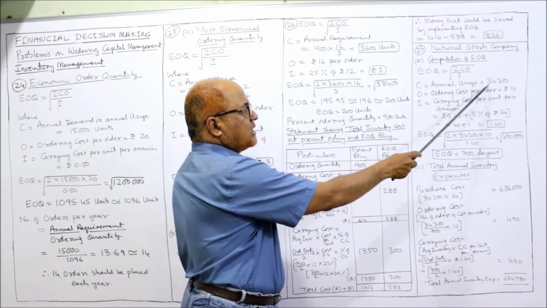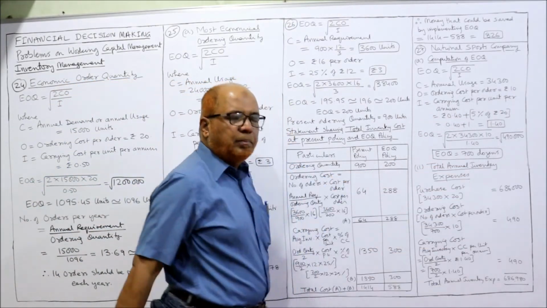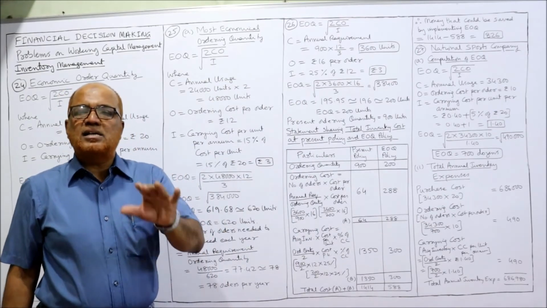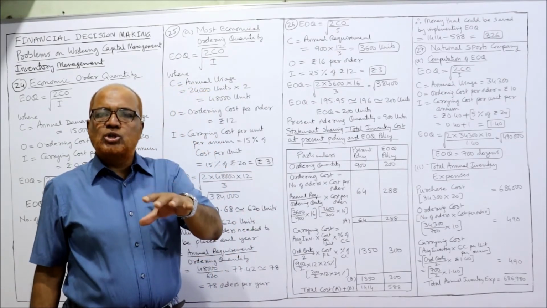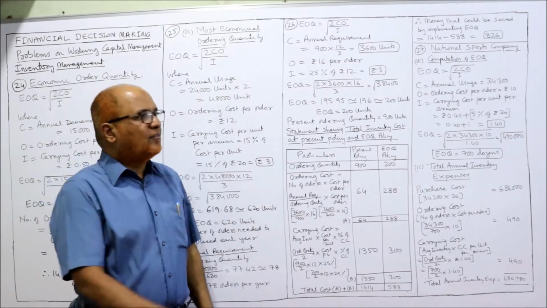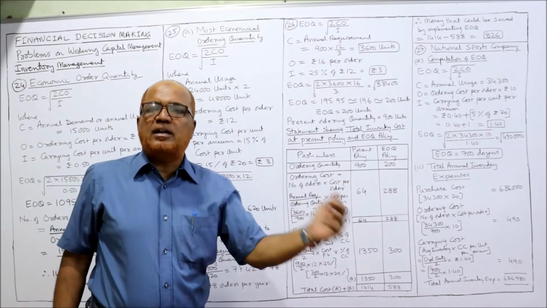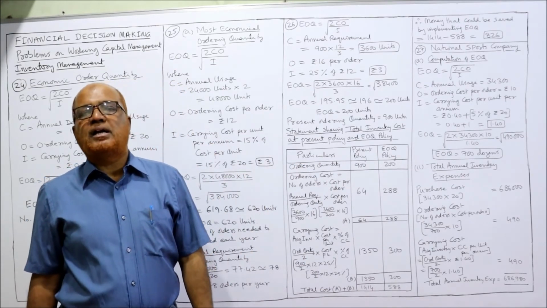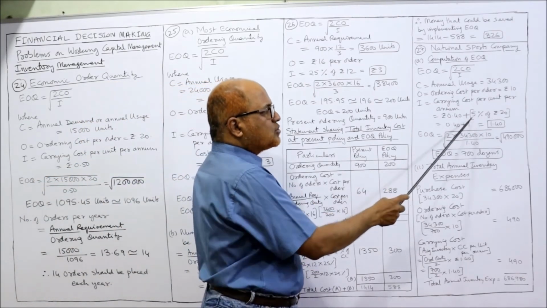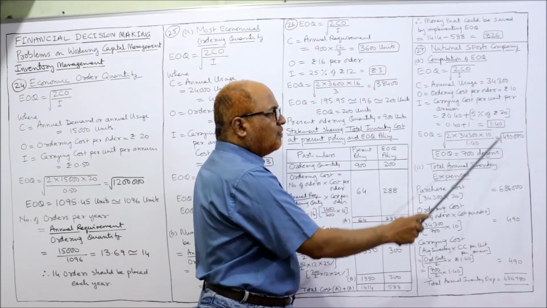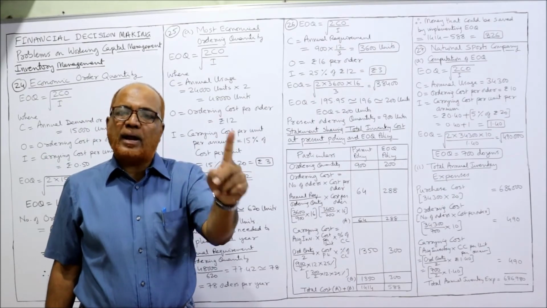C is equal to annual usage 34,300 given in the problem. Then O, ordering cost per order 10 rupees given in the problem. I is equal to carrying cost per unit per annum. 40 paisa is the insurance, GST, rent, etc. 40 paisa per dozen of balls. Plus 5% on the investment made in inventory. So what is the cost per dozen balls? 20 rupees. So 5% of 20 rupees, it comes to 1 rupee. So 0.4 plus 1, 1.40 is the carrying cost per unit per annum.